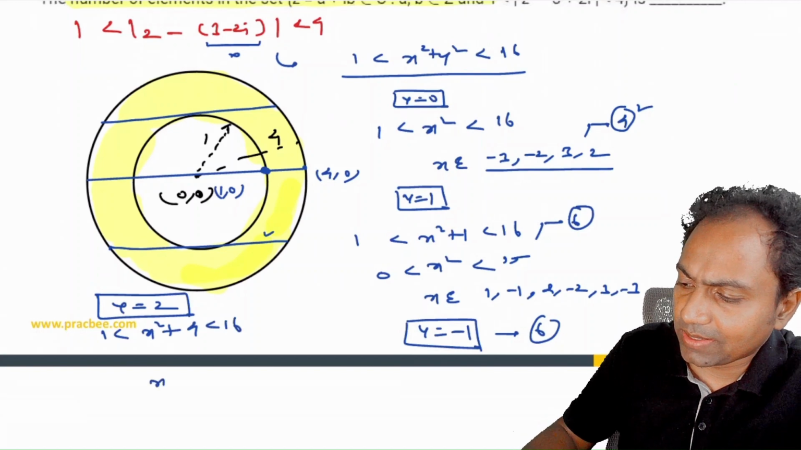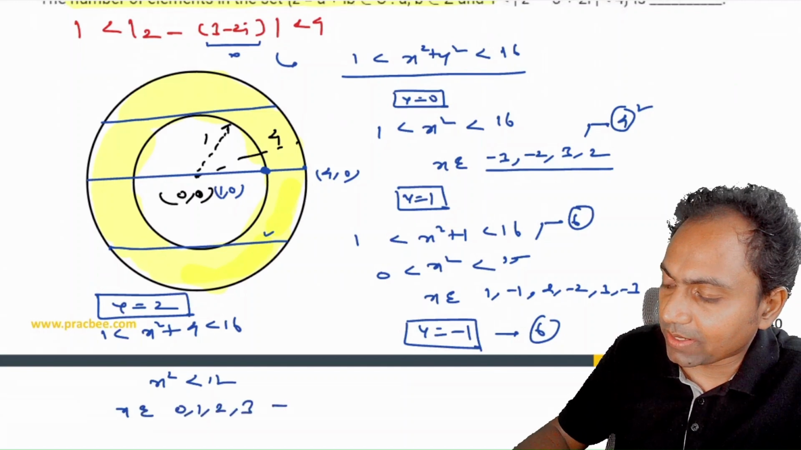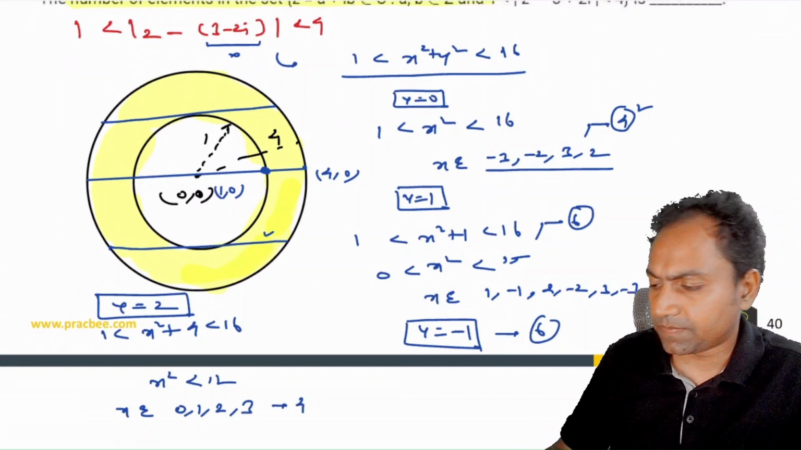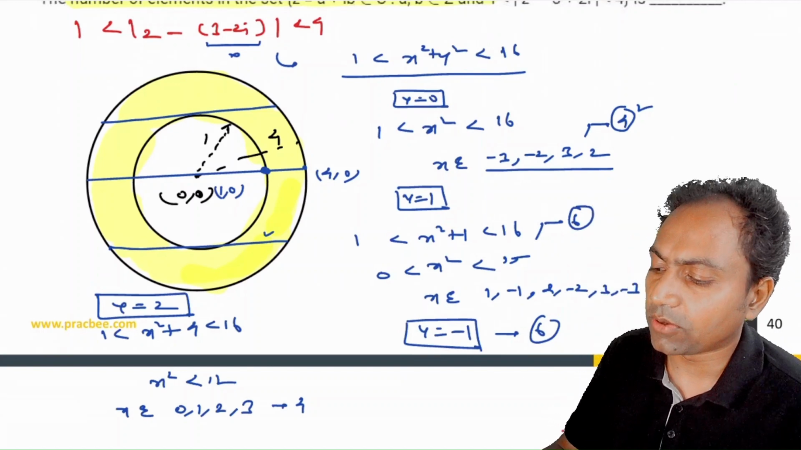So from here what you're getting is x square is smaller than 12. So the possible values of x are nothing but 0, 1, 2 and 3. So again what we are getting is 4 points. And now what you can observe here is, we have got these 4 points, but not just 4 points.